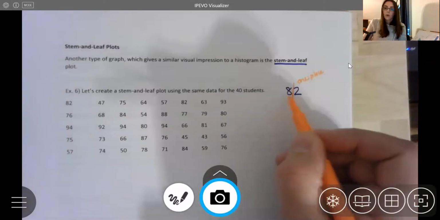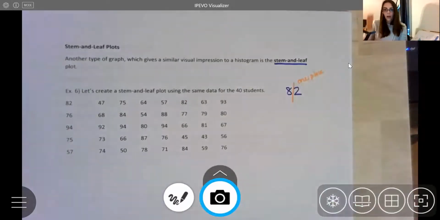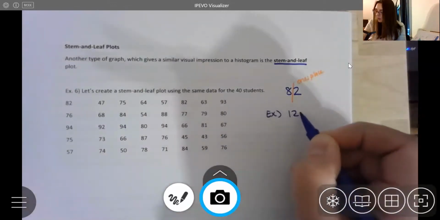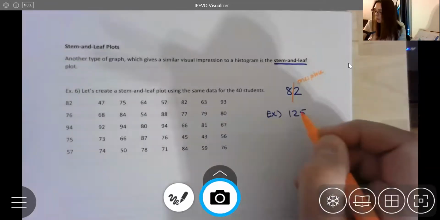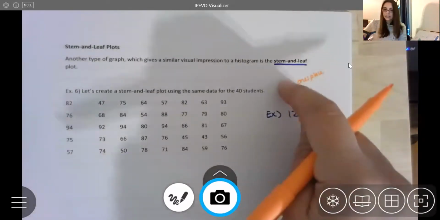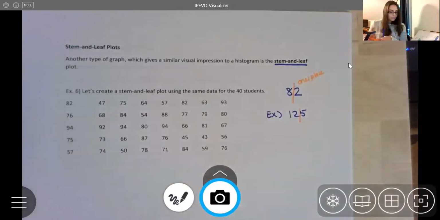So if you had a number over 100, you would still break off the ones place. That's typically what we do. So for instance, this example is not here, but let's say you had the number 125. Again, usually we're going to break off the ones place. And what you do is you create your first column, which has all of these leading digits first.